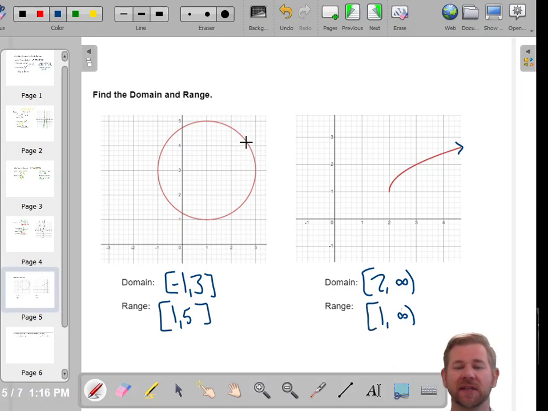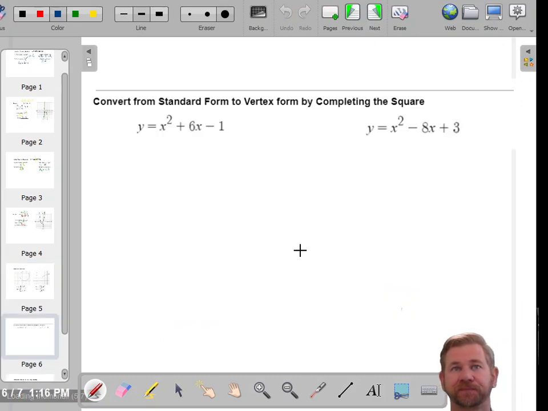Okay, that's just domain and range, left, right, up, down. We're trying to figure out what we should see on the graph.